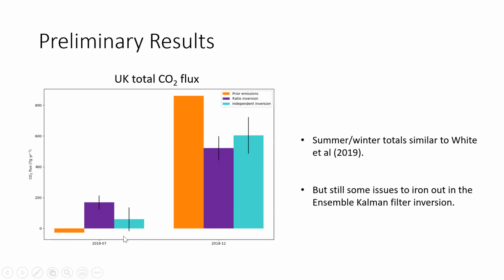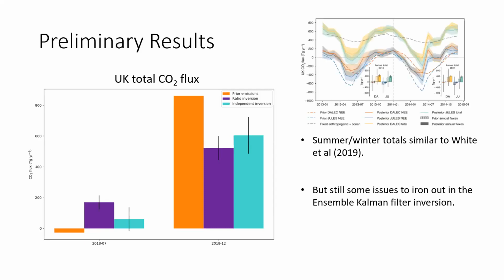But just looking at 2 months, so July and December, and this is just looking at the UK estimates of the UK CO2 flux. So orange shows what the prior estimates were in each month, and then the purple is showing if I'm using this sort of joint shared information of CO and CO2, whereas the turquoise is if I'm just solving for CO2 independently, but solving for both the biospheric component and a fossil fuel. So the totals actually come out quite similar to the results of Emily White's paper.